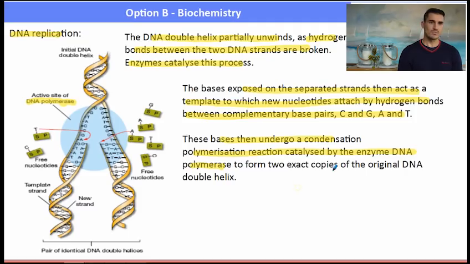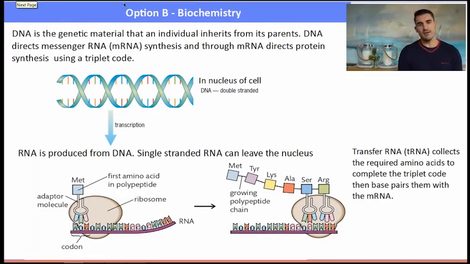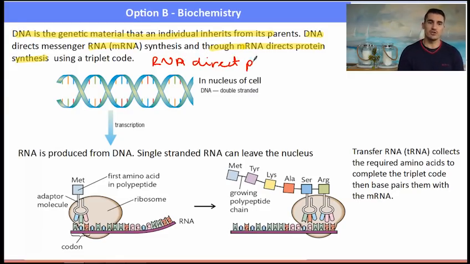So DNA is the genetic material that an individual inherits from its parents. RNA is directed by DNA, but RNA is responsible for protein synthesis. And protein synthesis occurs via a triplet code. The way this process occurs is DNA is in the nucleus, and RNA needs to be transcribed. So there's a transcription process that occurs in the nucleus that releases RNA so that it can leave the nucleus. Once it leaves the nucleus, we have a template for which we can start to build our proteins.